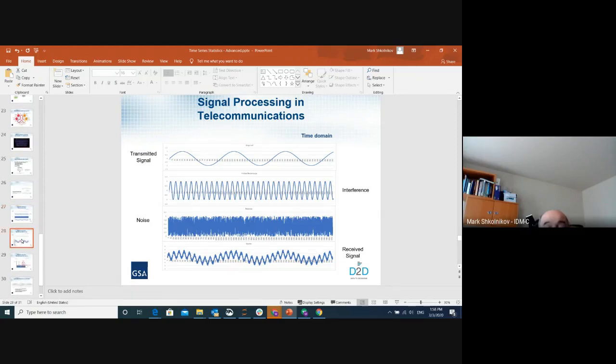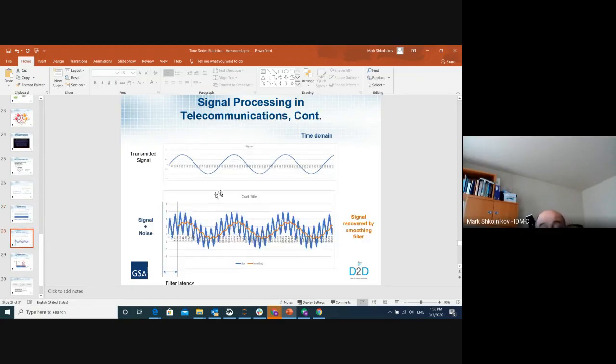So what we can do in terms of analysis, we can apply just a smoothing filter, a very simple low pass filter, and the low pass filter retrieves the signal which is very close to the original form. A very simple technique: cut off the interference and noise together and retrieve the signal.